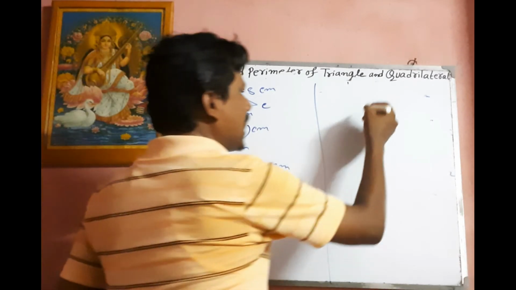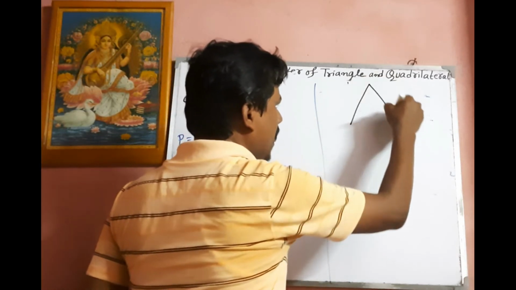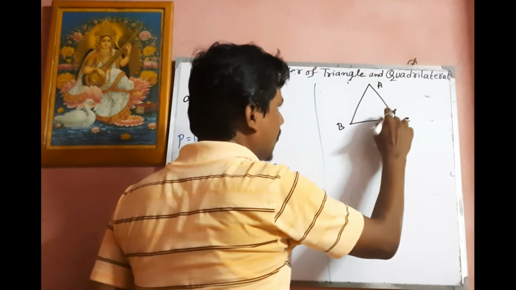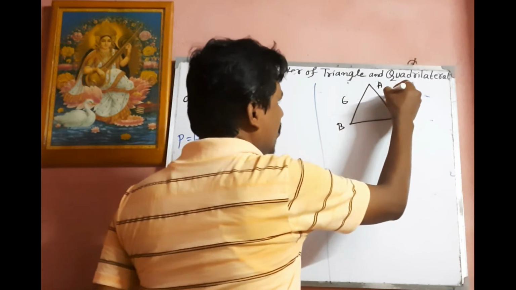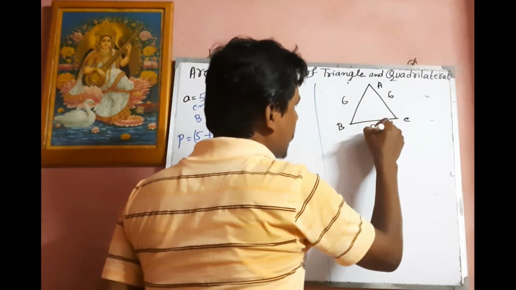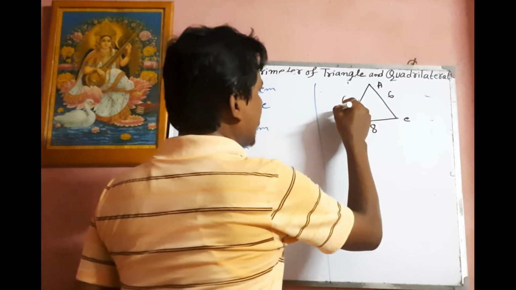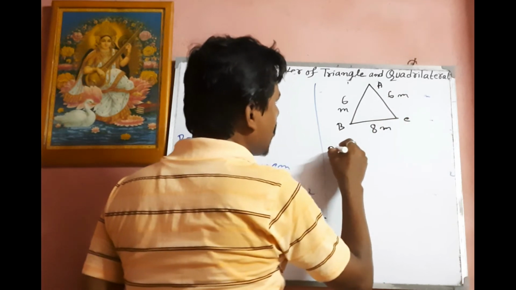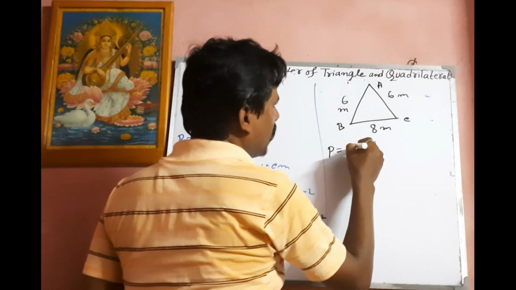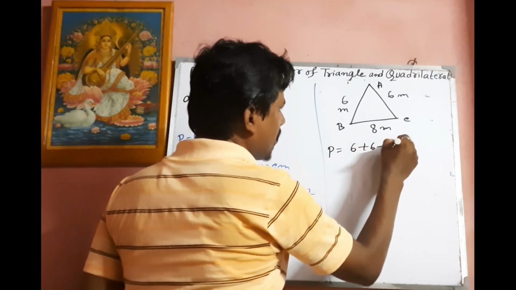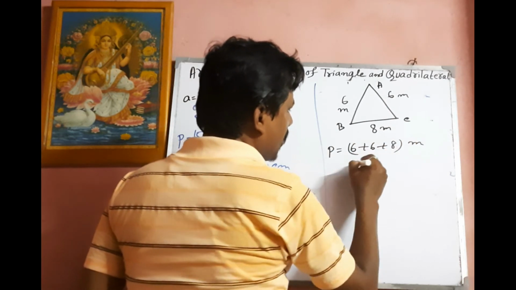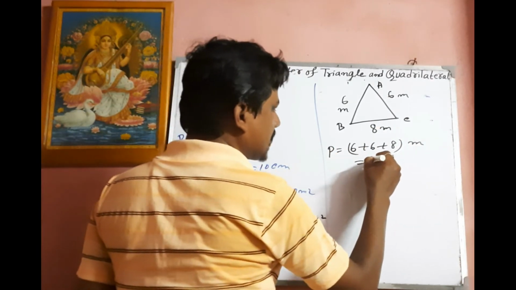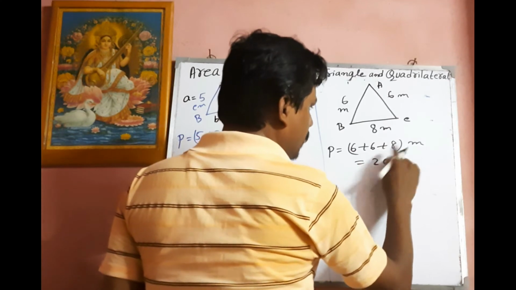Now we move to the next part, that is the isosceles triangle. Suppose ABC is an isosceles triangle and the sides are equal to 6, 6 and 8. So if we take the unit as meter, then the perimeter of the triangle ABC will be 6 plus 6 plus 8 meter, because the unit is meter. Now 6 plus 6 is 12, plus 8 is 20 meter.